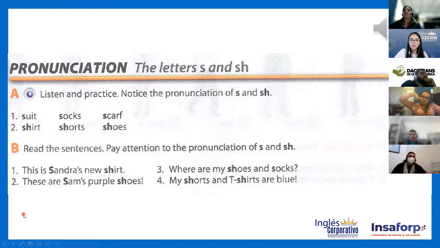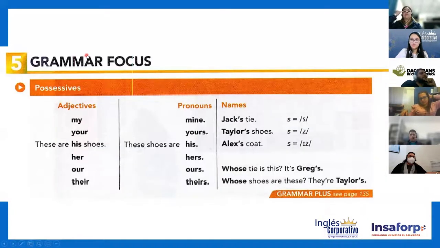So, just take care with the pronunciation, right? Sometimes we can get confused with the words. Okay, so let's finish. Vamos a terminar con este tema. And this topic is very interesting. Estos son los posesivos, right? Vamos a ver el posesivo de adjective, el posesivo en pronouns and names. In the case of possessive adjectives, que son my, your, his, her, our, and their, siempre van a ir acompañados de una palabra.